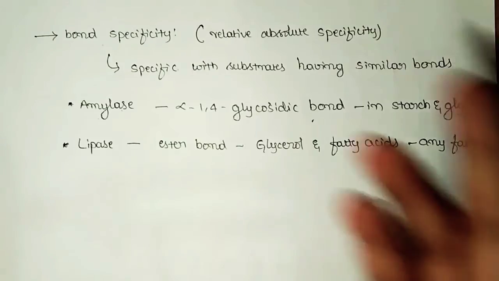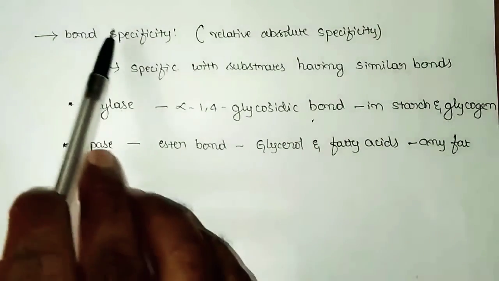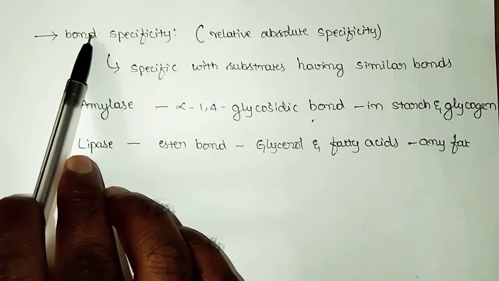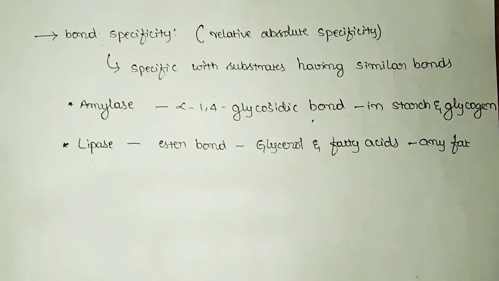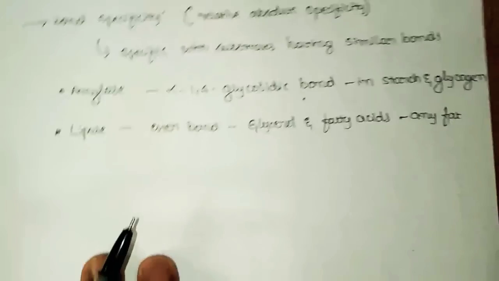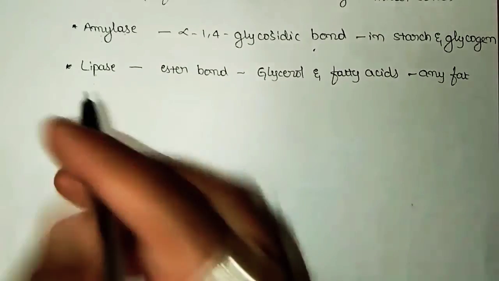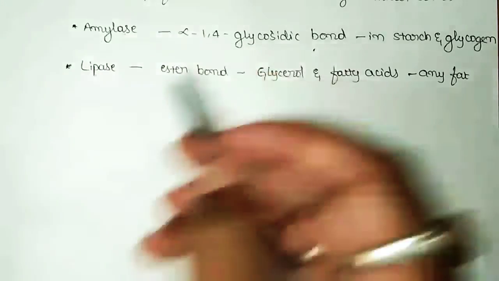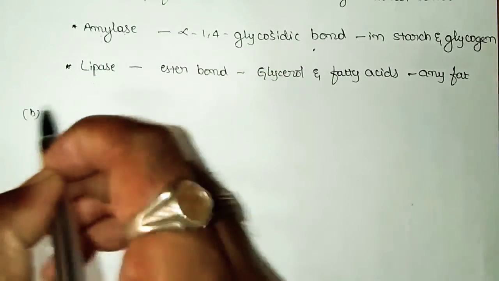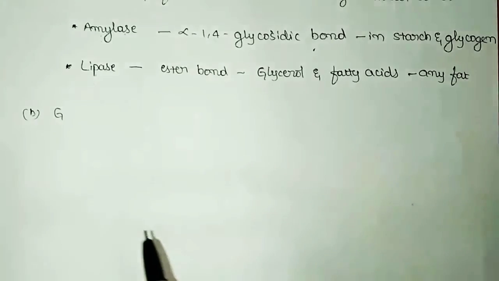And that's why we can say the relative absolute specificity, that is also called bond specificity, in the case of amylase and lipase. Next, the second absolute specificity under substrate specificity is called group specificity.